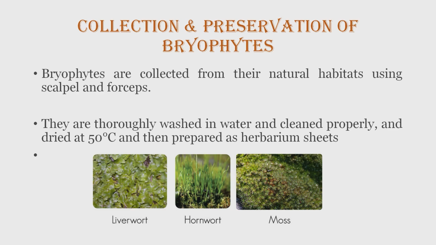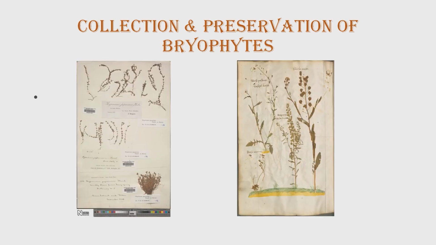Next group of plants is bryophytes. The bryophytes are collected from their natural habitats using scalpel and forceps. Different types of bryophytes are there. Some are liverworts, some are hornworts and some are mosses. So they are thoroughly washed in water, cleaned properly and dried at 15 degrees centigrade or at room temperature, and they can also be preserved as herbarium sheets. You can see some of the bryophyte specimens which are being mounted on the herbarium sheets.